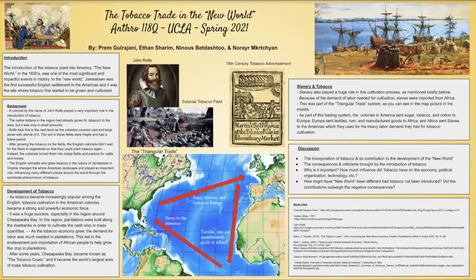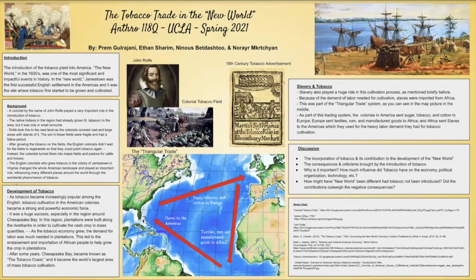So for the English colonists who grew tobacco, it was in Jamestown in Virginia, and it changed the whole American landscape and played a very important role influencing many different places around the world through the worldwide phenomenon of tobacco. And it blossomed into a huge industry, as we can still see the impacts today in our world.